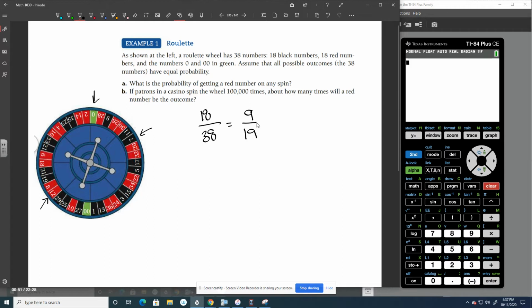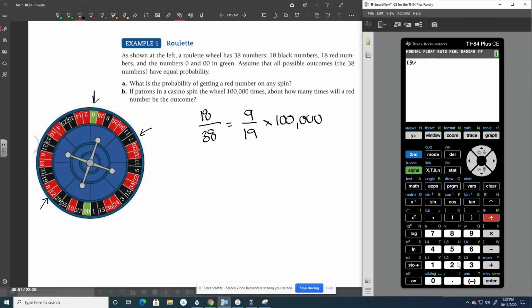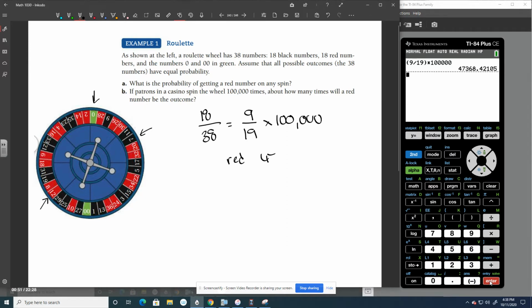That's my probability. So if patrons in a casino spin the wheel 100,000 times, about how many times will a red number be the outcome? Well, if I spin 100,000 times and I expect this probability for each spin, all I'm going to do is multiply that by 100,000. So we're going to take 9 over 19 and multiply it by 100,000. So I expect to get red 47,368 times.